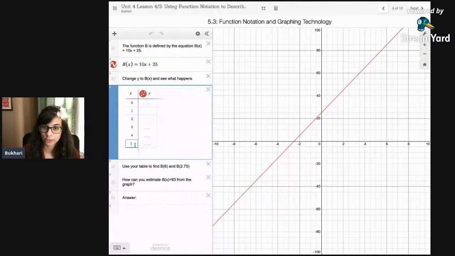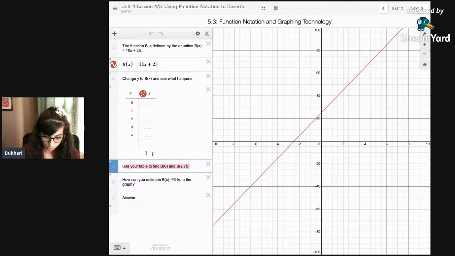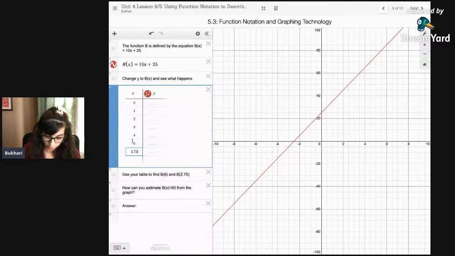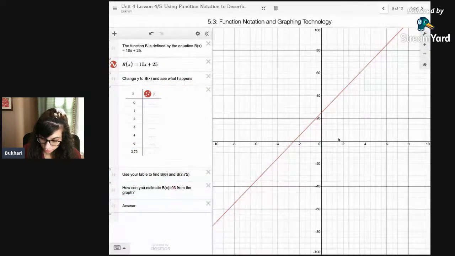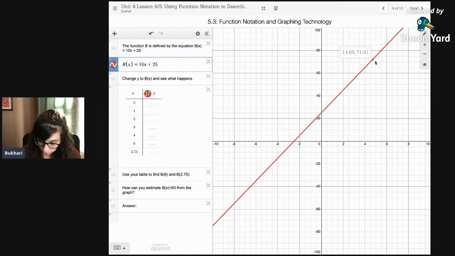When you are writing entries into your table, right, use the table to find B of 6 and B of 2.5. You can just go to the bottom here and just add a 6 and add a 2.5, and you'll see what changes once you add B of x to your top here. And if you want to estimate, remember 93 here represents your output. So if I'm looking for my value at 93, you want to look for when your output, or your y value, equals 93 and how you can see that with your graph. So you can just trace your line, or you can find it using your table.